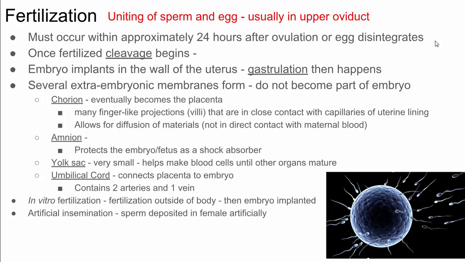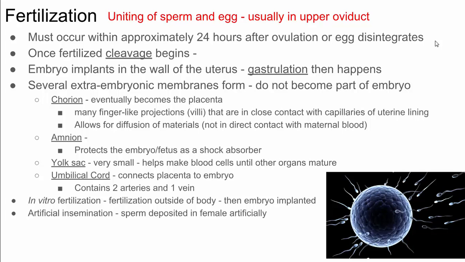So those sperm cells that are released in the vagina need to make their way all the way through the cervix, all the way through the uterus, all the way up into the fallopian tube in order to fertilize an egg. That's a long journey for a tiny microscopic sperm cell. The vast majority don't make it. They are sort of attracted to chemicals released by the egg cell. That's how they find the egg cell.